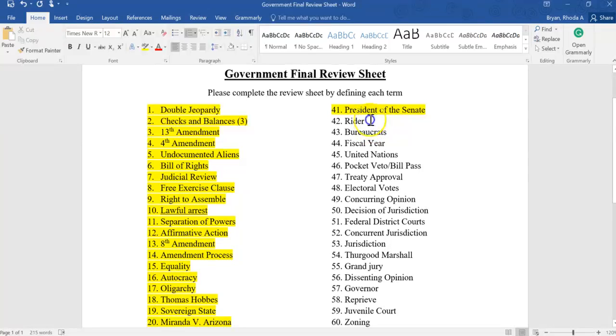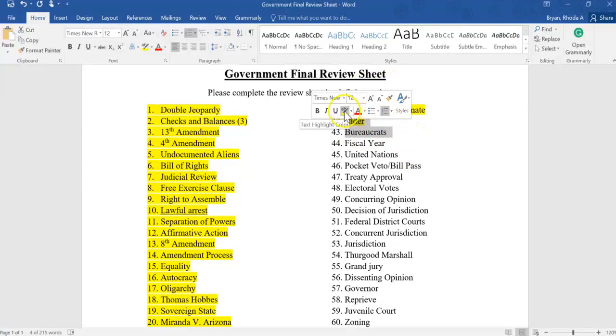All right, a rider. What is a rider? A rider is a provision, like an addition, to an important but unrelated bill that's most likely going to pass.